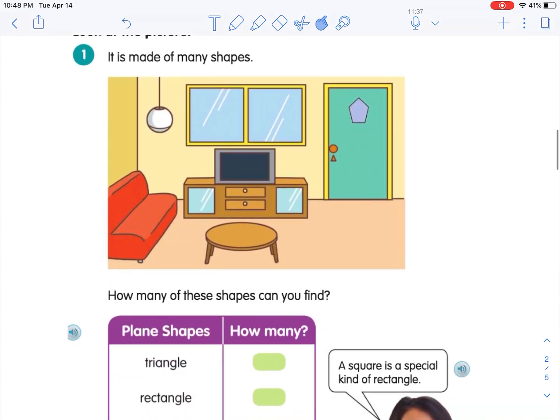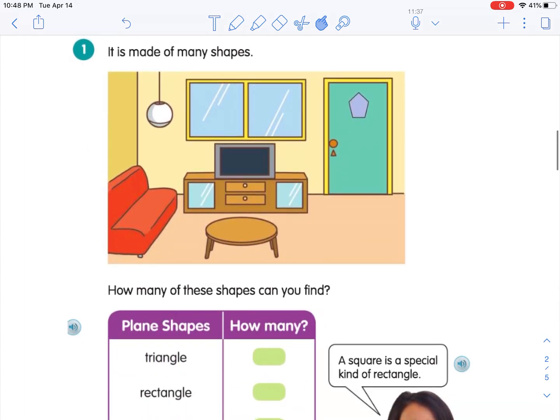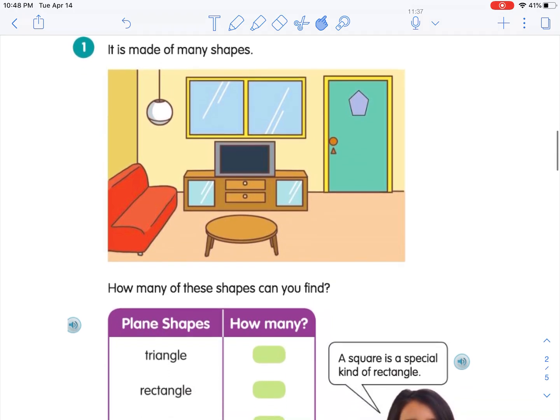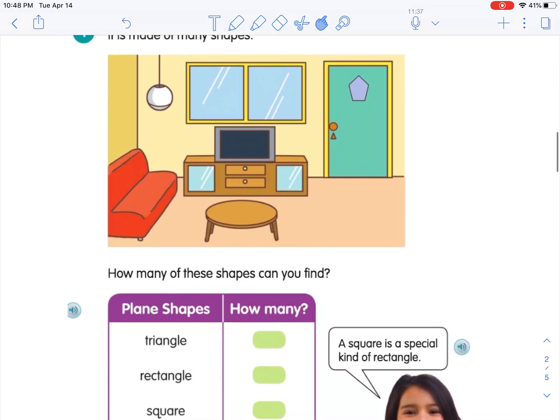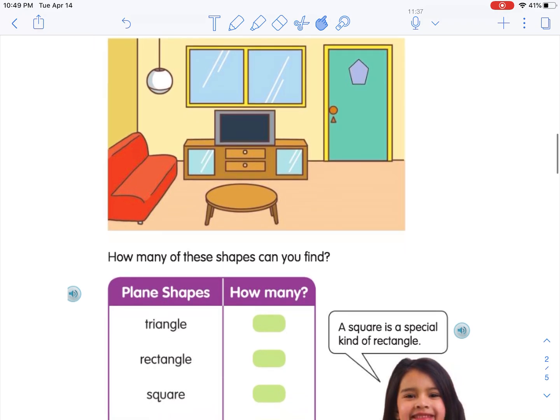All right, if we take a look at this guided learning on the next page, number 1 says, look at the picture. It's made of many shapes. Very true. Take a look right now around your house. Look at all the shapes that are in front of you and that are around you. I'm sure you can see lots of them. Right now I'm looking at a picture frame on my wall and it is a rectangle. All right.